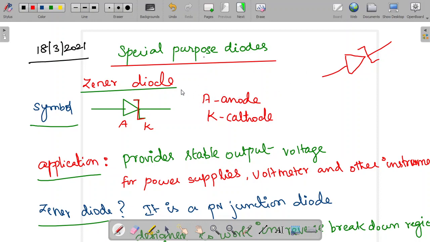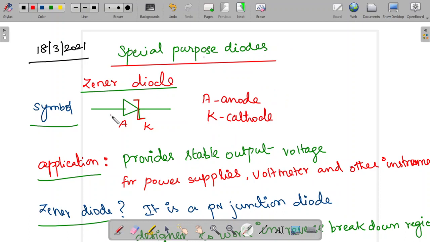So today's topic is special purpose diodes. In that we see about the Zener diode. The Zener diode symbol is this one, right? One arrowhead, and then it is followed by a Z symbol. Because of this Z symbol, we can identify it easily as a Zener diode. Okay, so we can remember it easily.